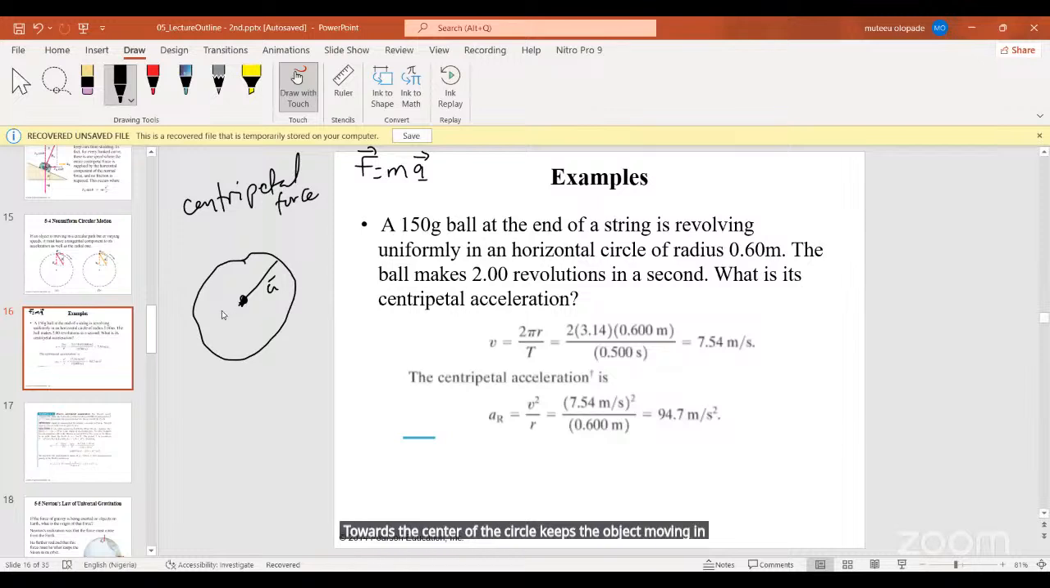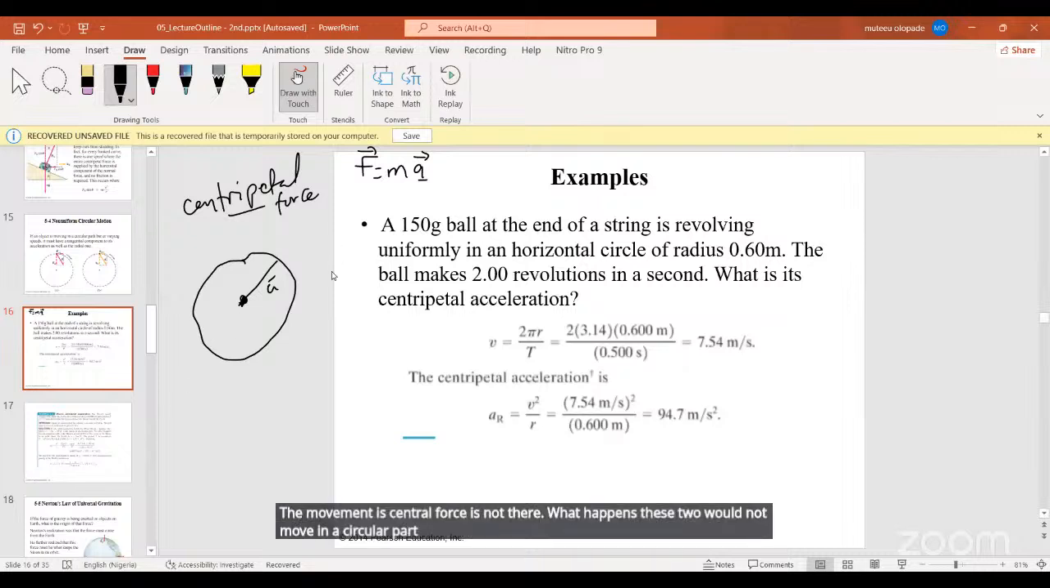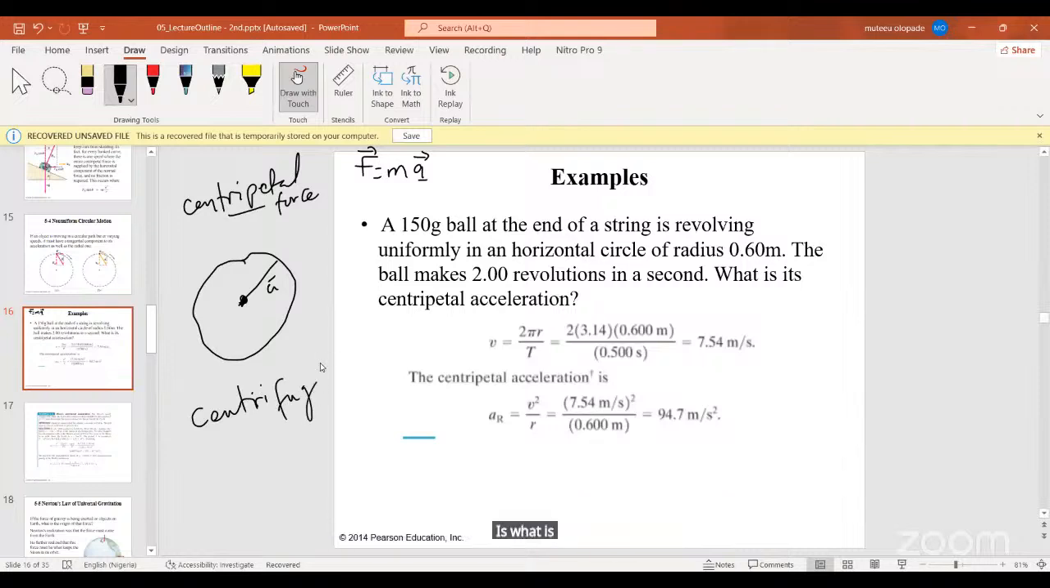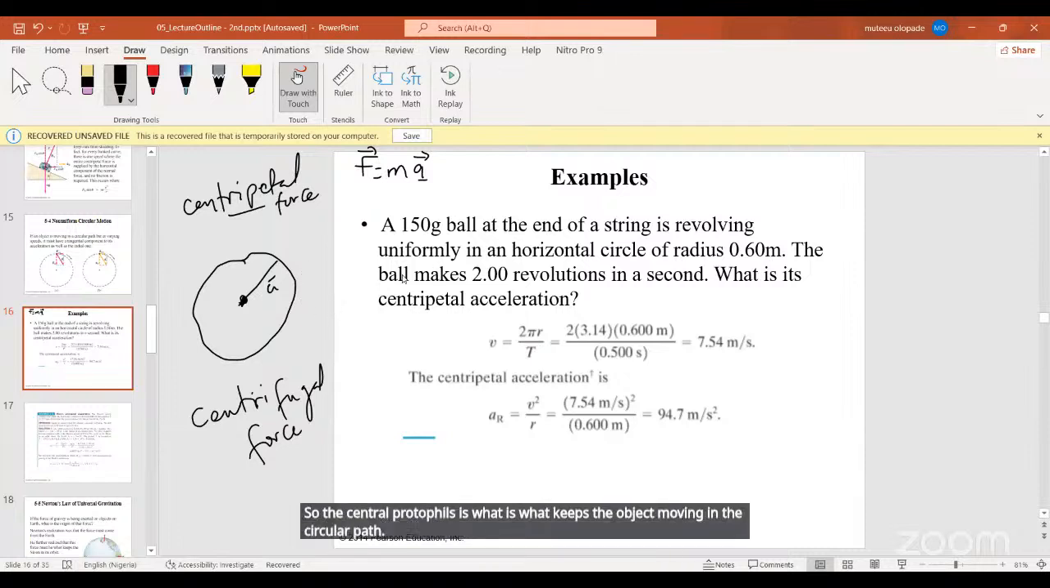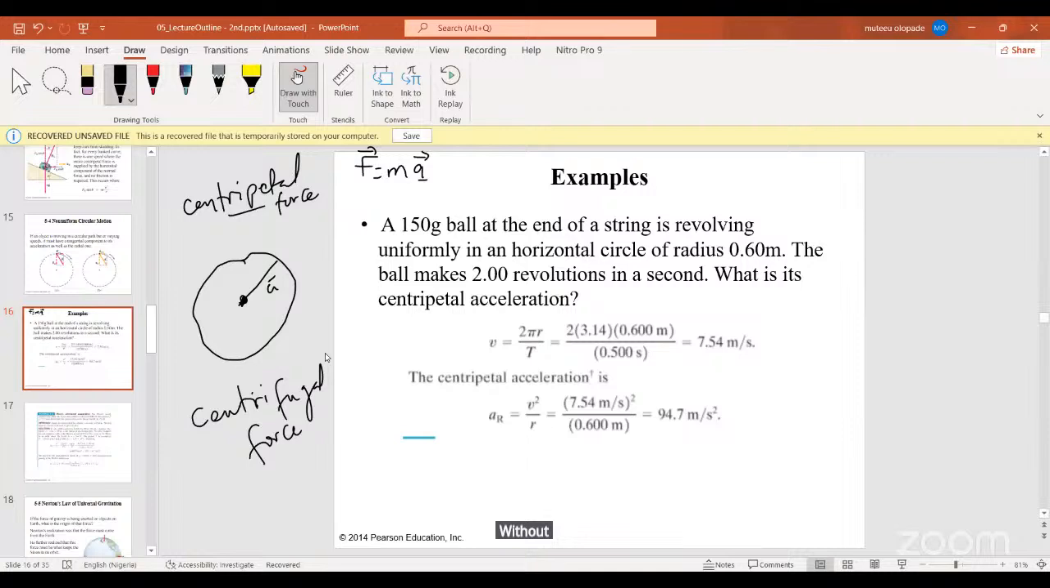circular path. The moment the centripetal force is not there, what happens? The object will not move in a circular path, but moves away from it. And what makes it move away when the centripetal force is not there is what is called the centrifugal force. So the centripetal force is what keeps this object moving in the circular path without deviating from it.